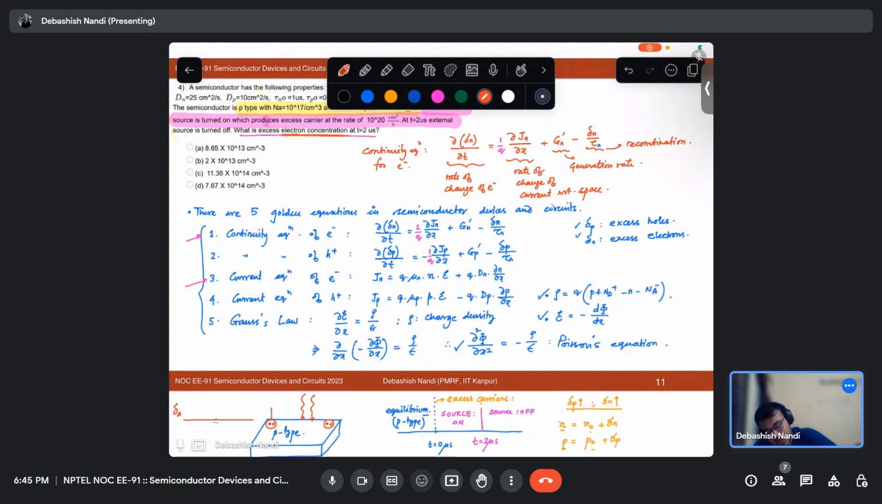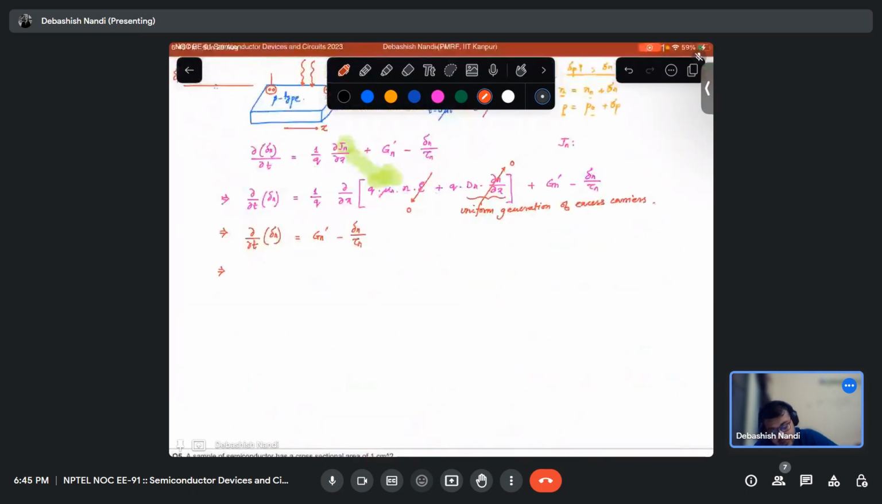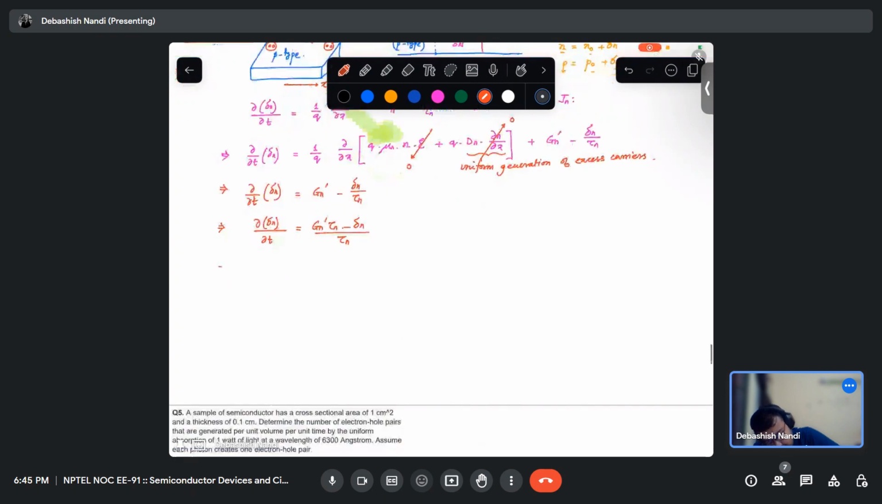Now this is a first order differential equation. How do we solve it? Let's go step by step. We have dn over dt equal to Gn dash tau n minus delta n, all over tau n. So d(delta n) over (Gn dash tau n minus delta n) equals dt over tau n.